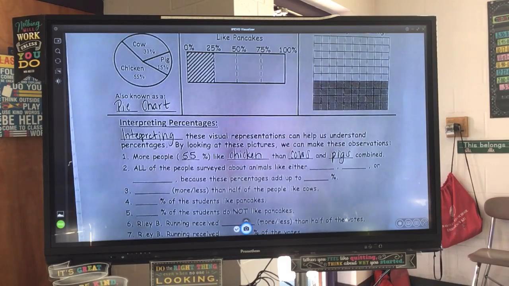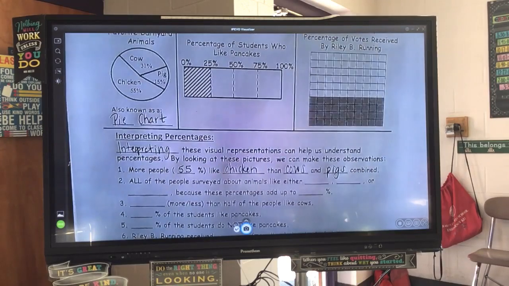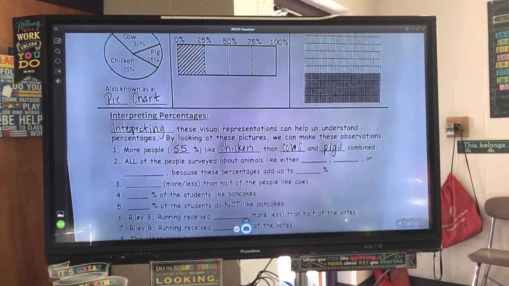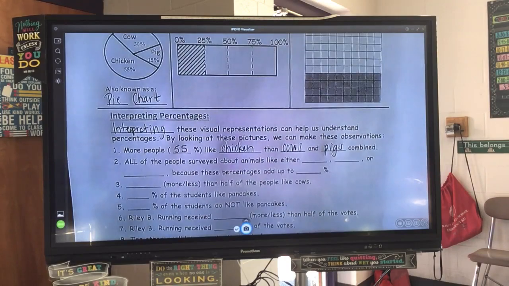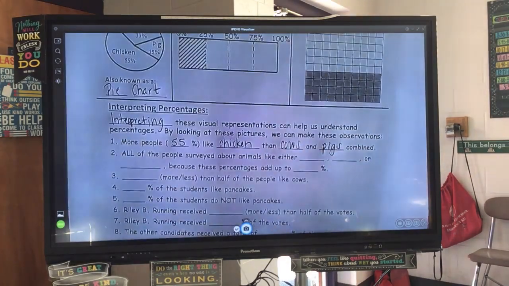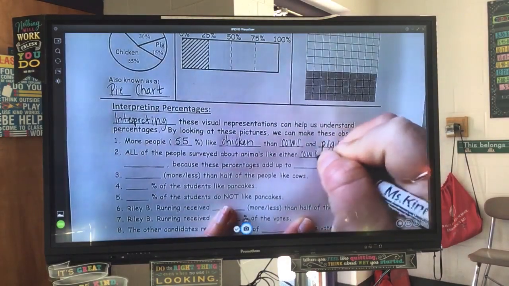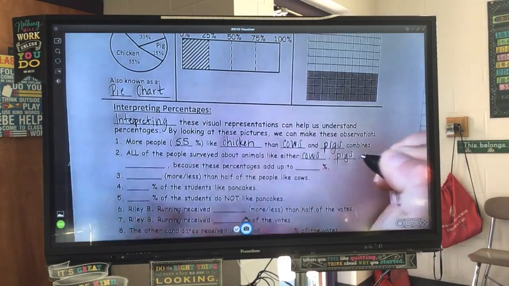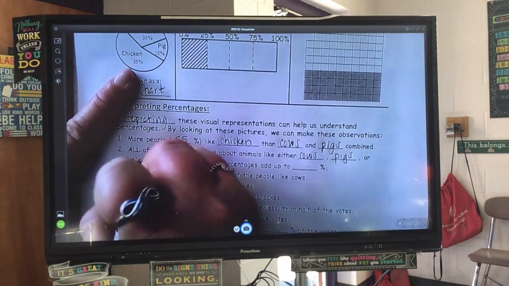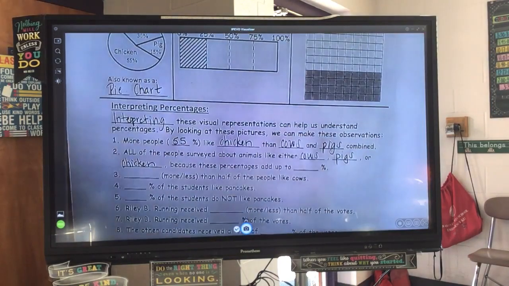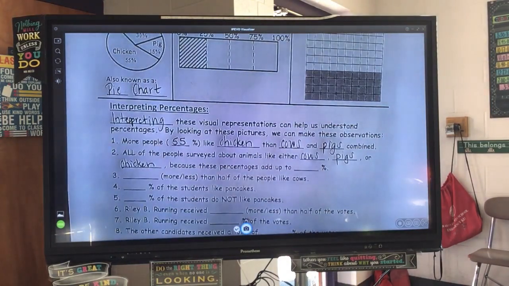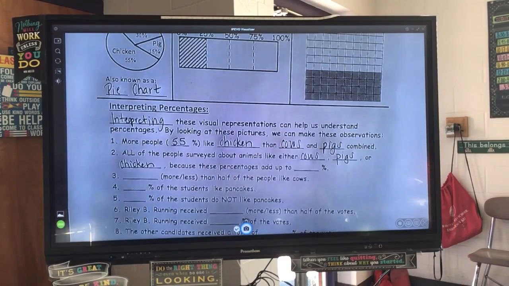So, still looking at that first one. It says all of the people surveyed about animals like either blank, blank, or blank. So, what do they like? What 3 animals do we see that they like? Gemma? Cows, chickens, and pigs. Because these percentages add up to what? So what do all of the percentages of that pie chart add up to? Christiana?